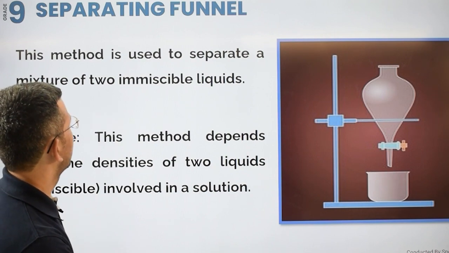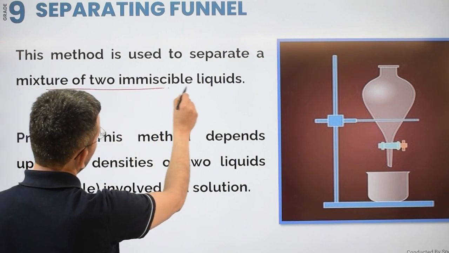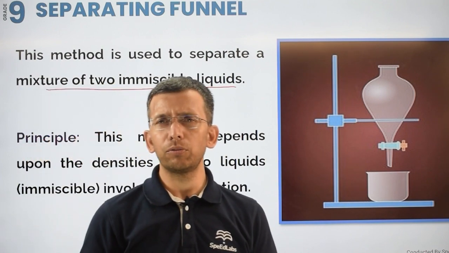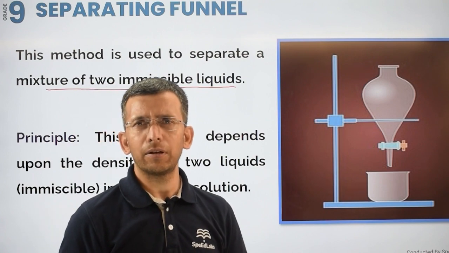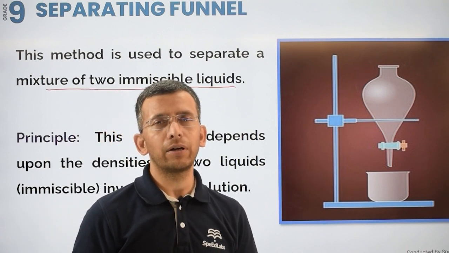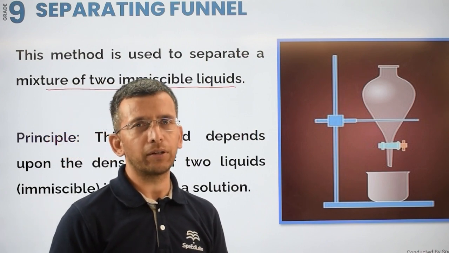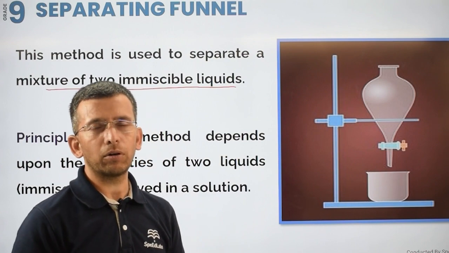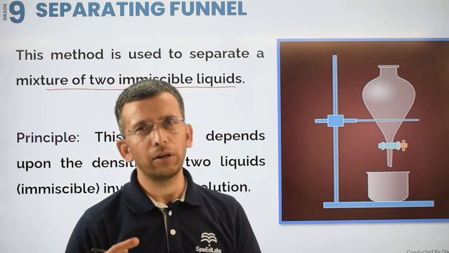The separating funnel method is used when I have a mixture of two immiscible liquids. Immiscible liquids means they are not going to mix with each other. I can give you one simple example: when I mix water and oil, what will happen? Oil and water cannot mix. You cannot dissolve oil in water or water in oil. They are going to separate out in two distinct layers.